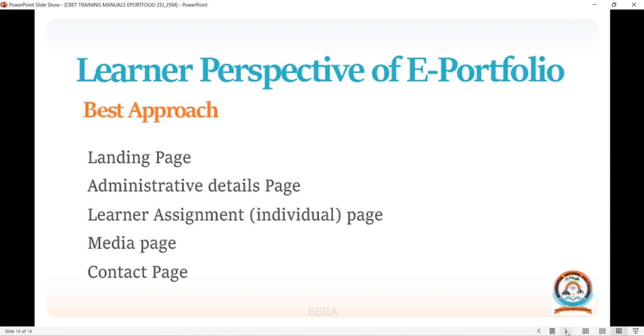This marks the end of part 1, where we were supposed to understand why we have to build a portfolio. We have taken you through the traditional files which we were using to capture our evidence, and now why we should transition to a portfolio.